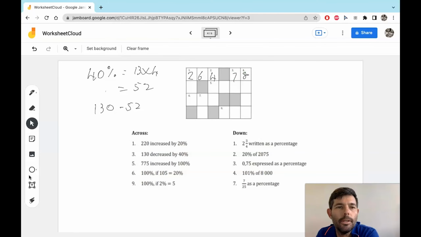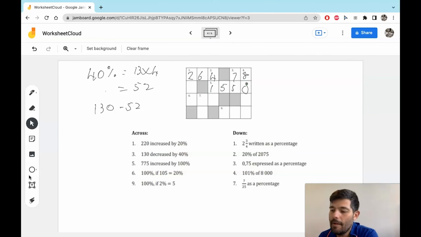Okay, my apologies. Then 5 across, 775 increased by 100%. It's just going to be double 775, okay? Because 100% of 775 is 775. So if we're going to increase it by 100%, we're just basically doubling it. So that's going to be 1,550. Okay, there it is there.